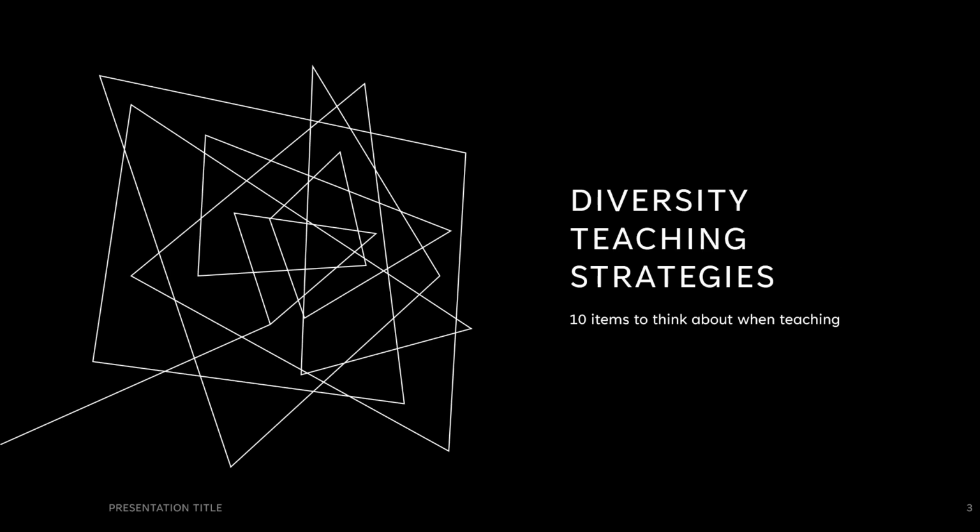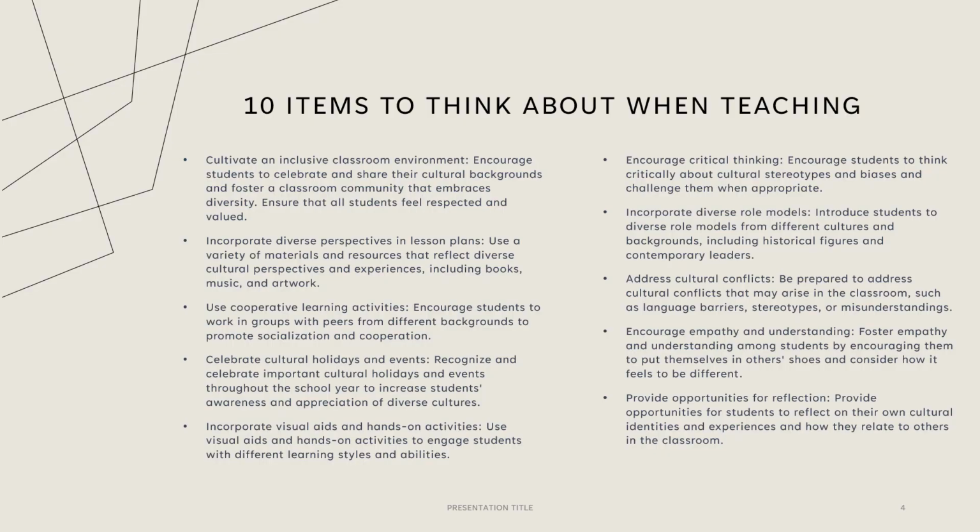For diversity teaching strategies, I came up with 10 items to think about. I'm going to briefly go over these, and then we're going to talk about how to incorporate them in the classroom. So, cultivate an inclusive classroom environment. We're going to encourage students to celebrate and share their cultural backgrounds and foster a classroom community that embraces diversity. We want to ensure that all students feel respected and valued.